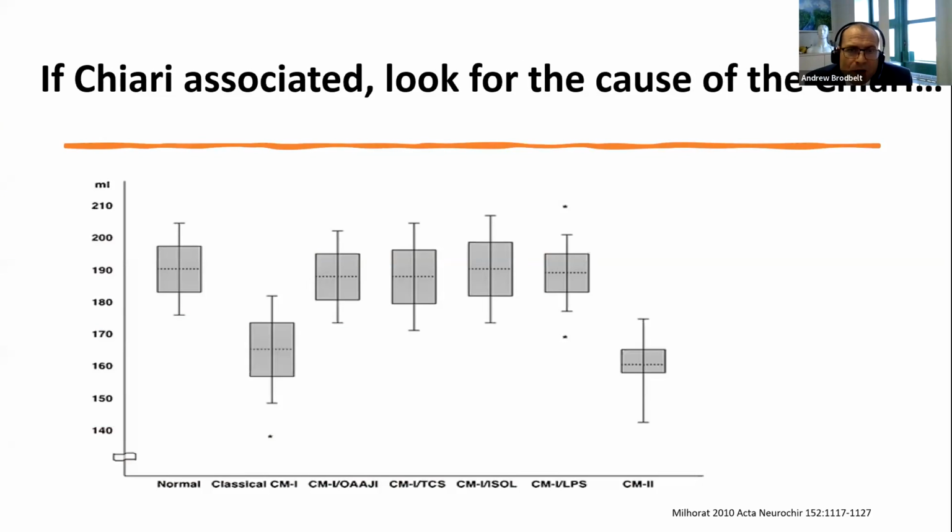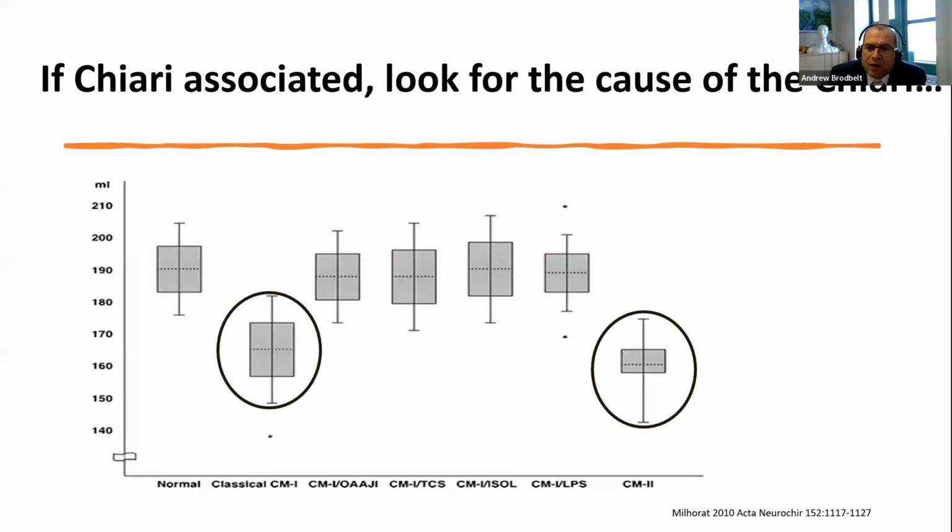Likewise, if we're looking for the cause of the syrinx and a patient has a Chiari, we have to look for the cause of the Chiari. Now, this is a study from Milhorat where he looked at over 700 patients in whom they had measured the volume of the posterior fossa. He found that most had a small posterior fossa. There were, however, other groups who did not and still had a Chiari.